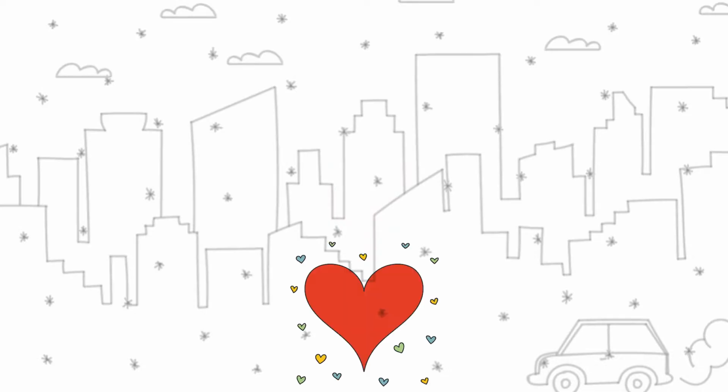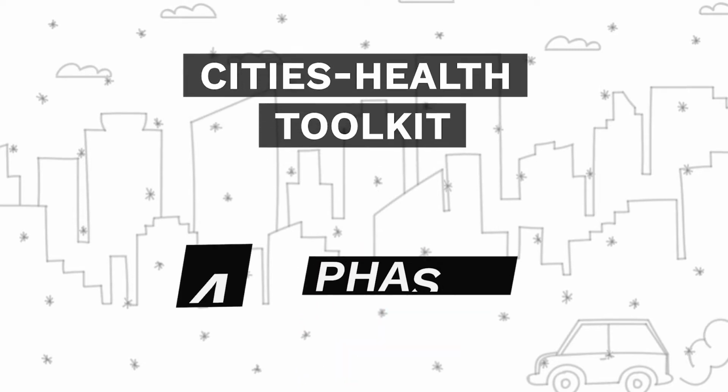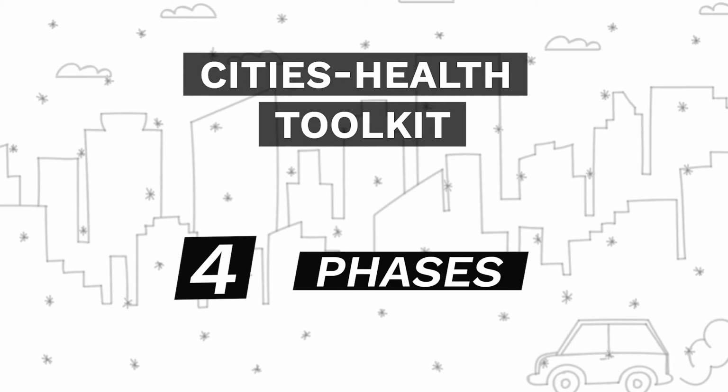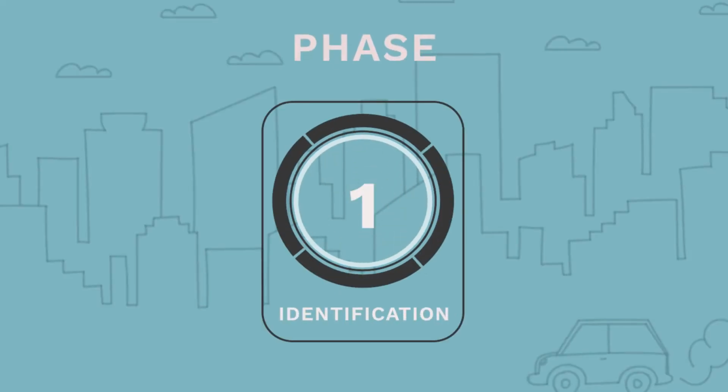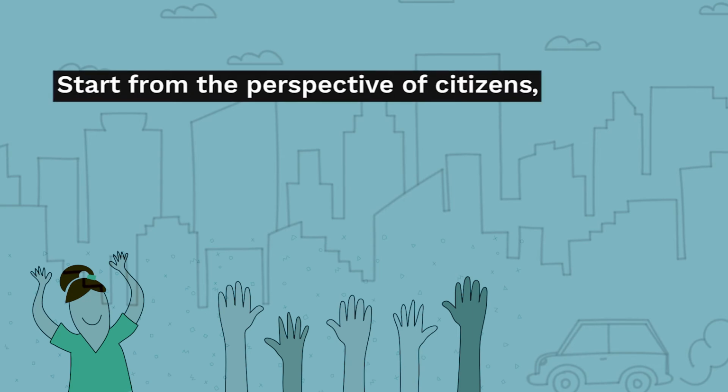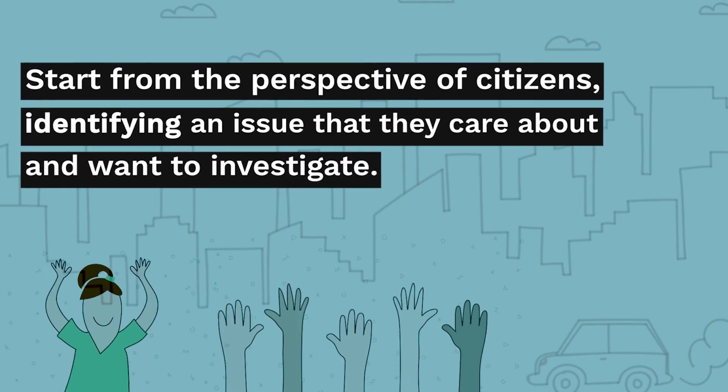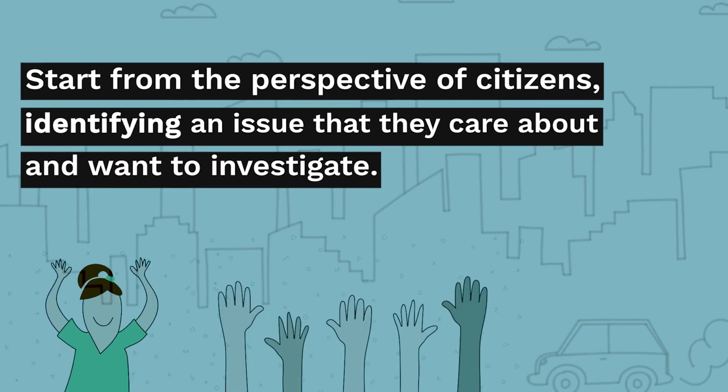To help you put citizen concerns at the heart of your project, we've organized the CitieS-Health Toolkit into a 4-phase process. Phase 1. Identification. Start from the perspective of citizens, identifying an issue that they care about and that they want to investigate.